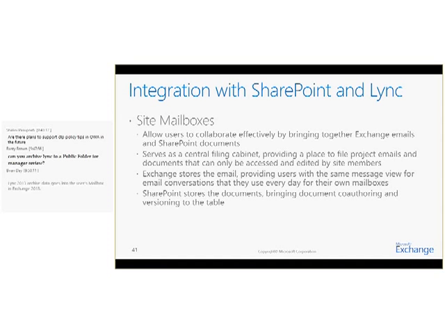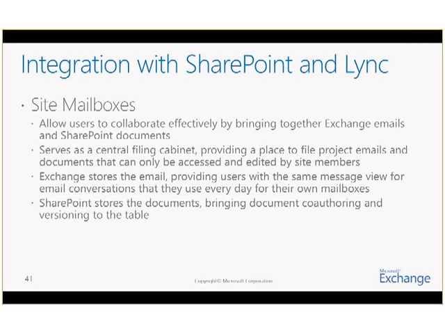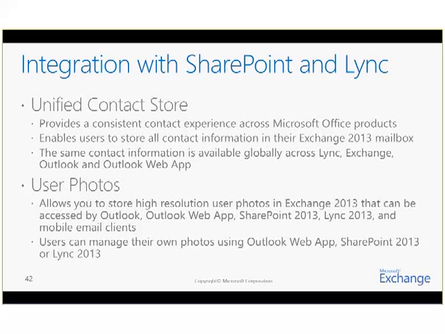So under the covers of a site mailbox, the content is kept where it belongs. Exchange stores the email, providing users with the same message view for email conversations that they use every day for their own mailboxes. And SharePoint stores the documents, bringing document co-authoring and versioning to the table. Exchange synchronizes just enough metadata from SharePoint to create the document view in Outlook, which contains things like the document title, last modified date, last modified author, size, and so forth.